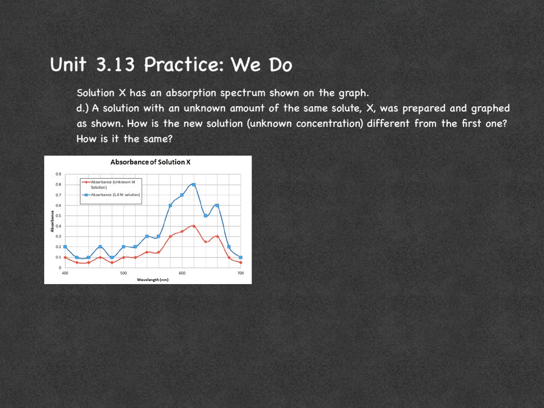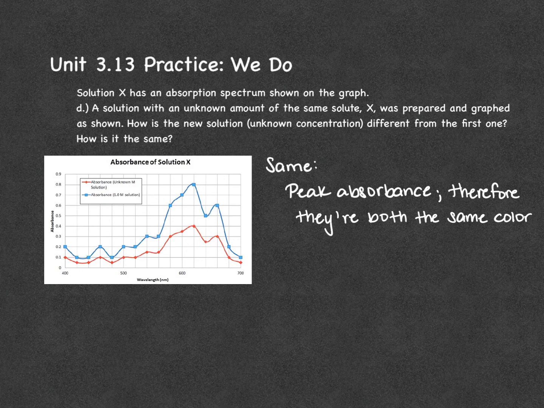So the first thing we notice is that their peak absorbance is the same. It's at 620 nanometers. So what this means is that if their peak absorbance is still the same, then they're both still absorbing that orange color wavelength. So the color of these two solutions must be the same. So that's how they're the same.